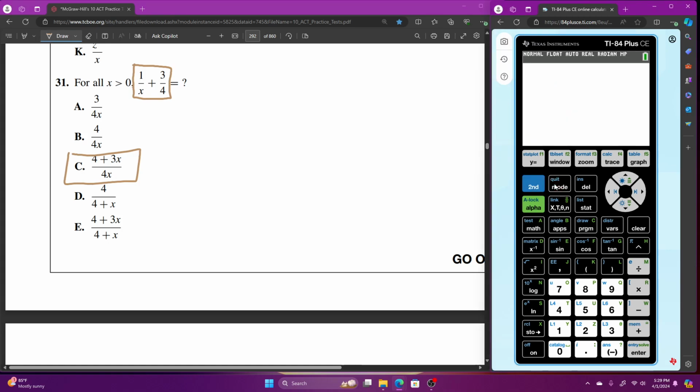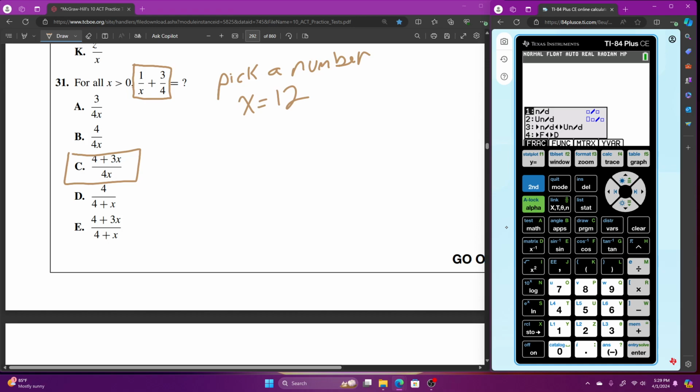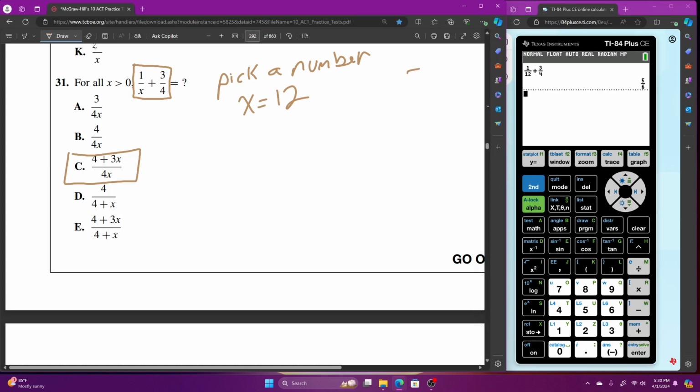Okay. Another way to solve this would be your pick a number strategy. So I'm going to pick a number and I'm going to say x equals 12, okay? So no matter what x I'm looking at, x has to be equal to 12, all right? So we're going to say fraction 1 over 12 plus fraction 3 over 4 is 5/6. I get 5/6.